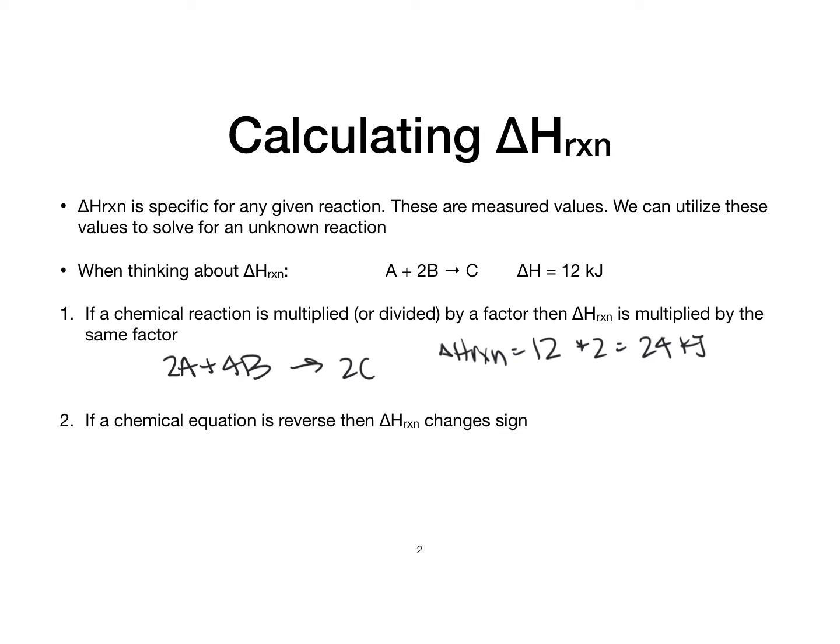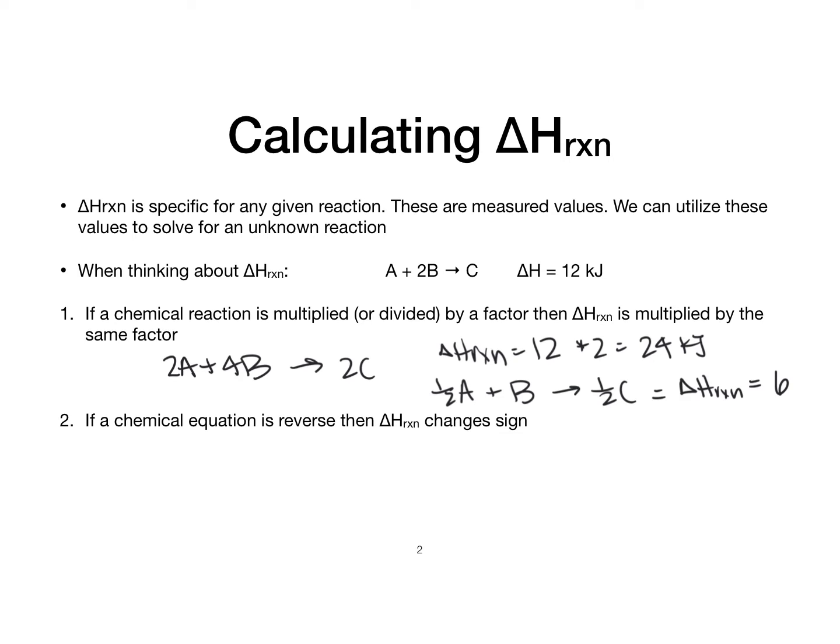So we could divide by 2, and so that would give us half of a mole of A, plus B gives you half a mole of C, and that would give you a delta H reaction of half of 12, which is 6. So we could do this by any factor. Typically, we'd use whole numbers, or maybe in some cases, rare cases, a half.